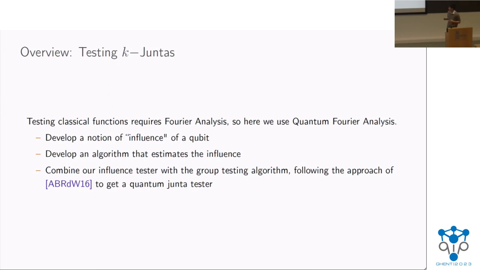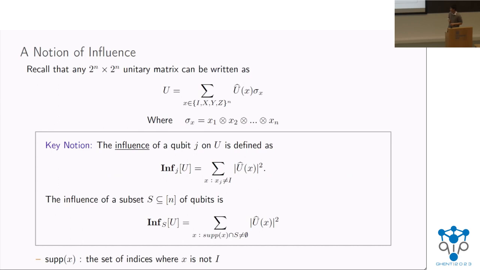And then finally, we'll combine the influence tester, the algorithm that estimates the influence, with the technique pioneered by Ambainis et al. in 2016. And this will give us a quantum Junta tester. I'll elucidate that connection toward the end of this section. So let me start off by defining a notion of influence. I should say from the start that this notion was pioneered by Montanaro and Osborne for quantum Boolean functions.